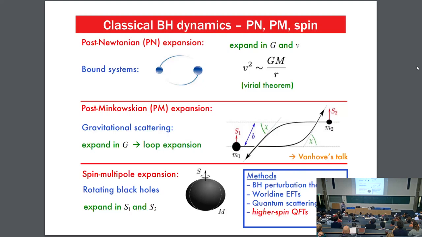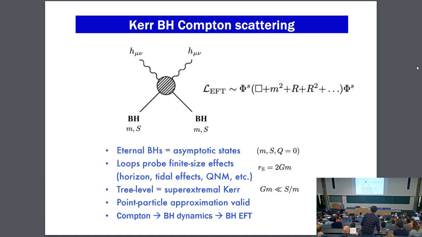Then there are some effective approaches, which are worldline EFTs. Recently, people have been studying quantum scattering amplitudes and writing down some guesses for what they could be when you have spin, and then they have been able to show that they actually match black holes. And then lastly, what I'm going to talk about here today is you can also think of black holes by quantizing the spin, so just treating it fully quantum mechanically, and then you have to use the language of higher spin QFTs.